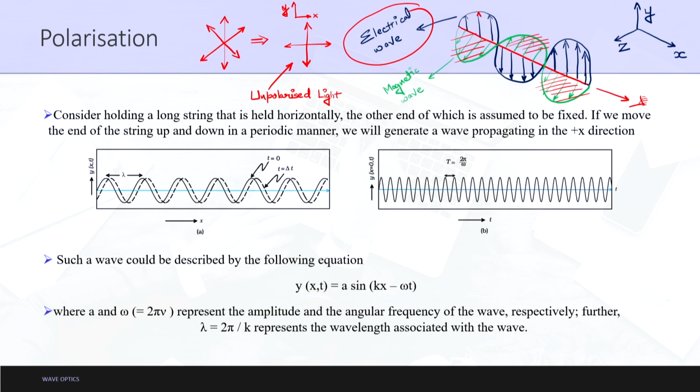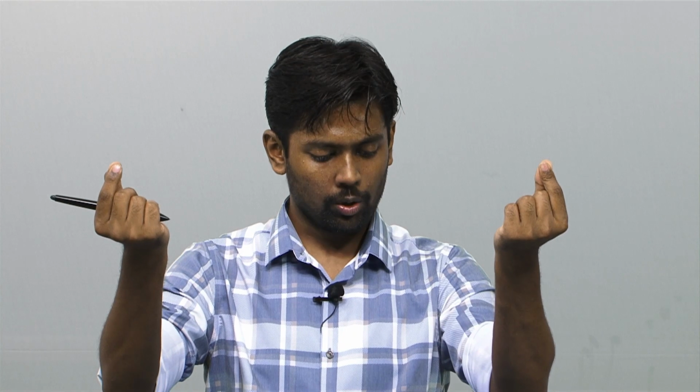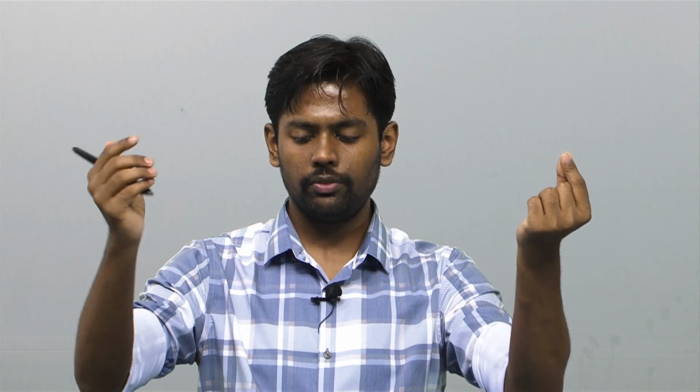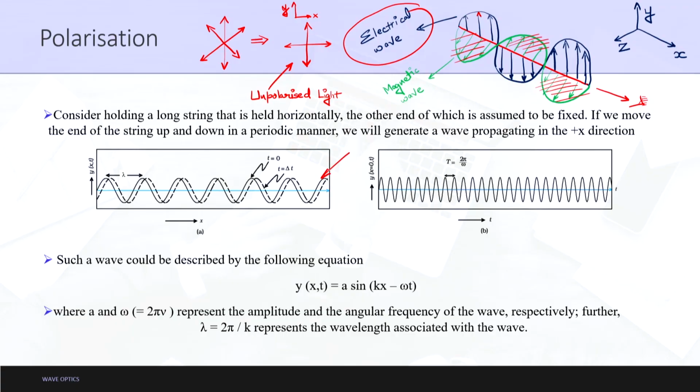So please look over here carefully. Consider holding a long string that is held horizontally, the other end of which is assumed to be fixed. Let us suppose this is the rope which we are conducting, and this end is fixed here. Now when we try to move the other end of the string like this, if we sway it, then waves will form. This is one example of how these waves are formed.